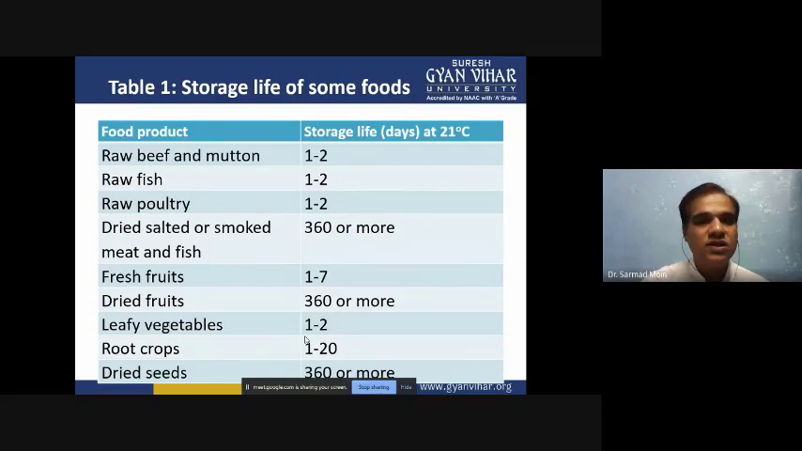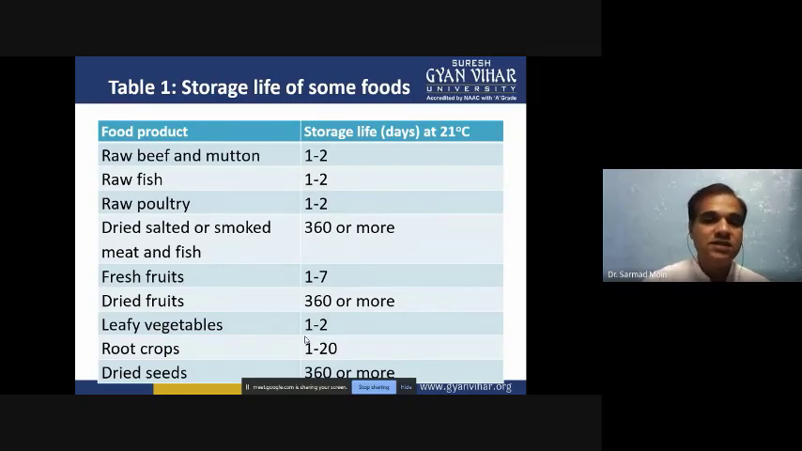If you see raw beef or mutton, it lasts 1 to 2 days. Raw fish and raw poultry products can be utilized for 1 to 2 days at a temperature of 21 degrees. If you increase the temperature to, suppose, 37 degrees, then we cannot store them in the open for 1 to 2 days. They will only last for some hours, like 12 hours.